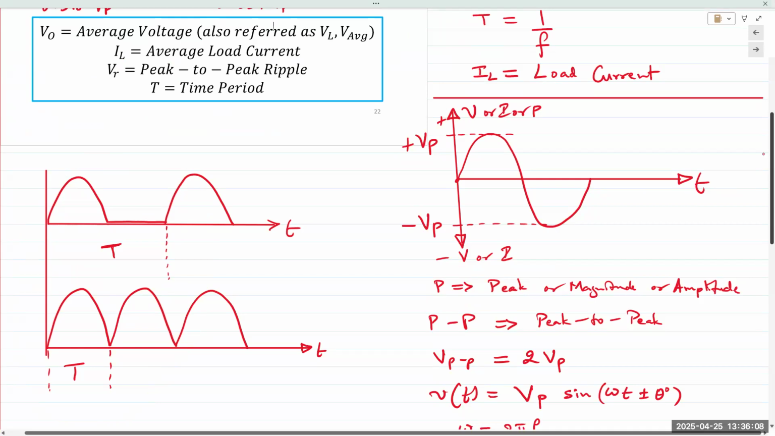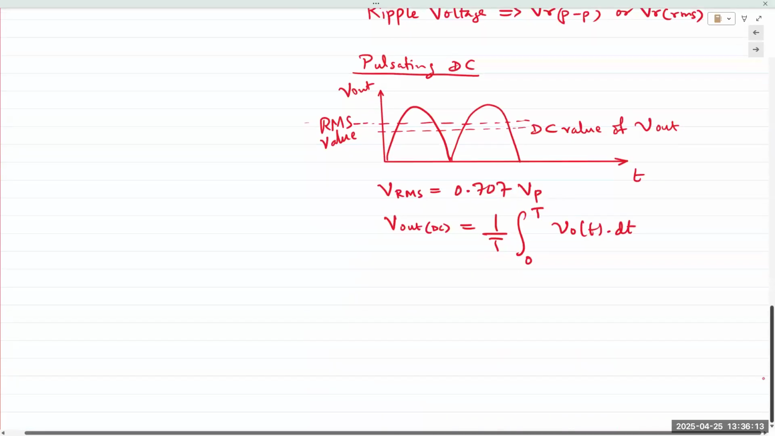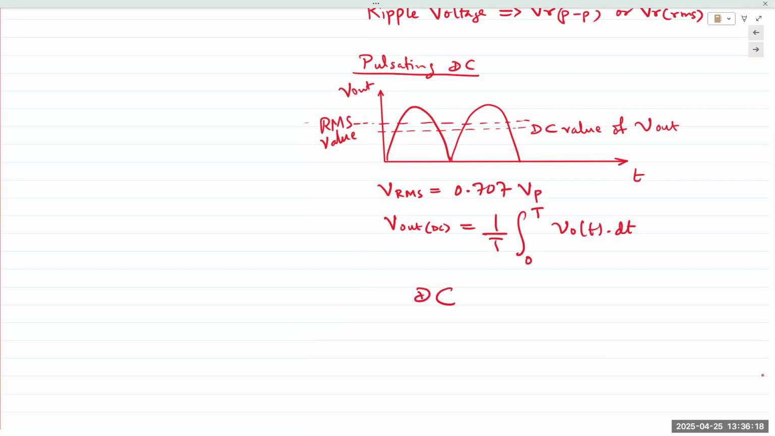One other thing, this DC value of the rectified waveform is also known as the average value. So if you read the words average value of the waveform, what it means is the DC value of the waveform. To make it even more confusing, this DC is not the same as the RMS value.